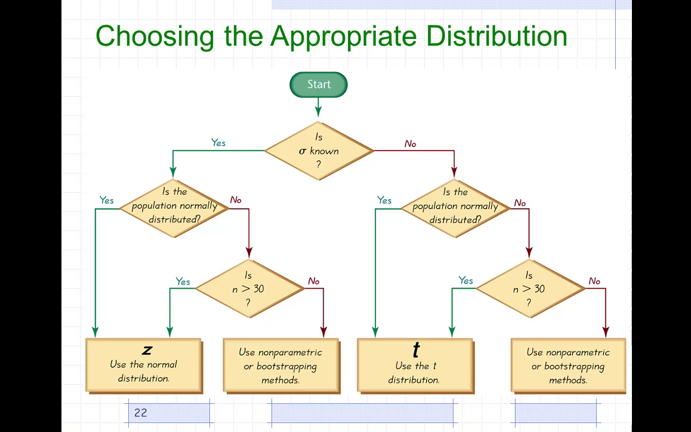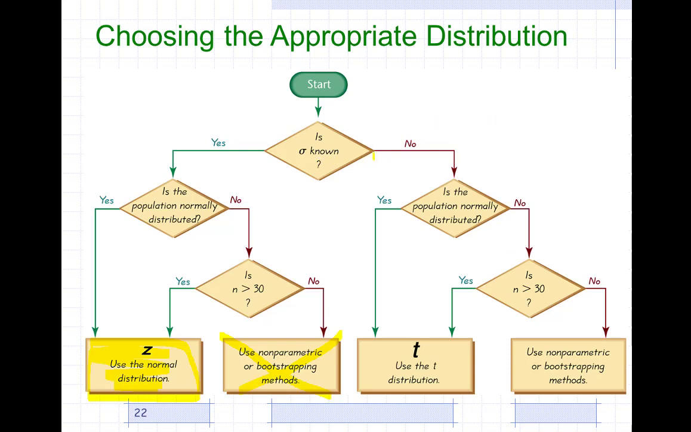So how do we know which distribution to use when we are trying to come up with our estimates? Well, first thing, do we know sigma? If we do, and our population's normally distributed, then we go ahead and use the normal distribution. If it is not normally distributed, but we have more than 30, we'll still use the normal distribution. Now, if you don't have more than 30, we'd use non-parametric or bootstrapping methods, and that's at the end of the chapter, but we're not going to cover those.